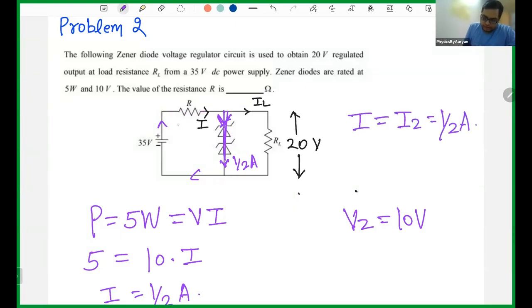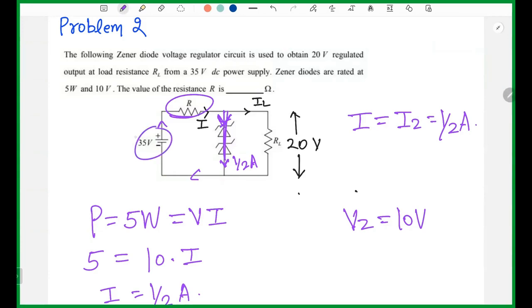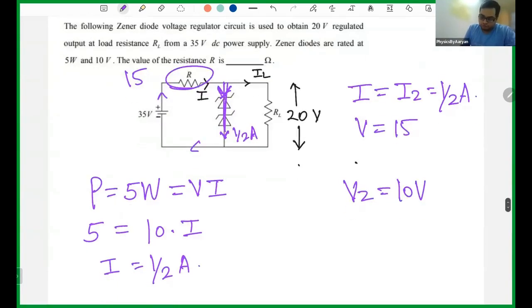Now can you tell me what is the voltage across this R? It is 15, because 35 is here, 20 goes here, so the rest is 15. And the current through here we found as half. So voltage is 15, current is half. What will be R? V by I, which is 30. So the value of R is 30. For the safe side, you have to make sure that your resistor is at least 30 ohm. If it is not 30 ohm, there is some chance that your diode will get burned. In which case can it get burned? If all the current goes through the Zener and your resistor is not 30 ohm, then it can get burned.